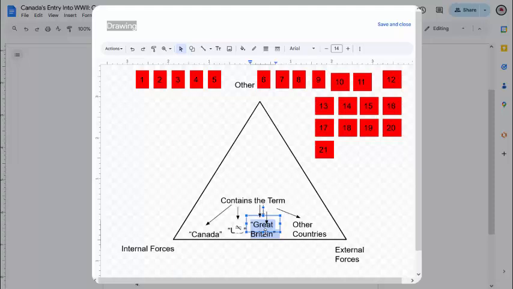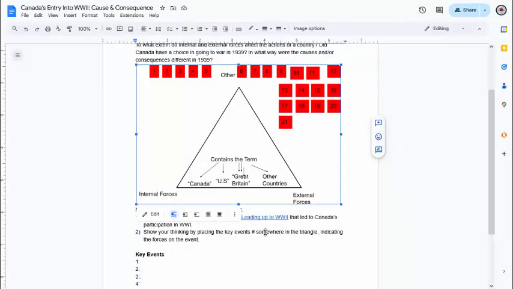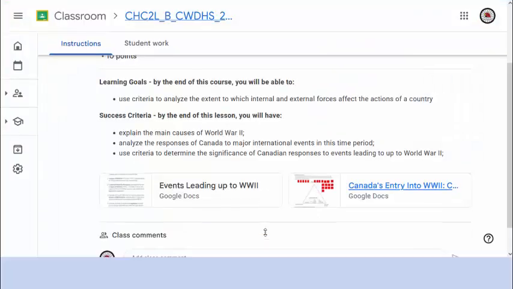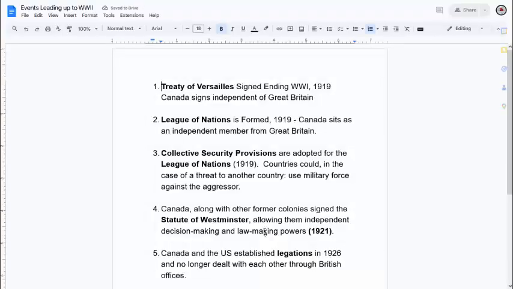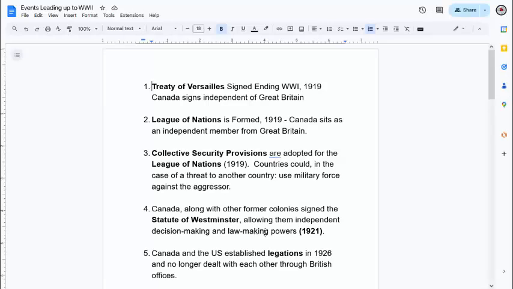If you are not using a piece of paper, you are going to simply grab each of the numbers here and drag them to where they would go on the drawing. Let's take a look at those events now. So if you are using paper, you would be cutting up each event beforehand and gluing it onto your triangle.